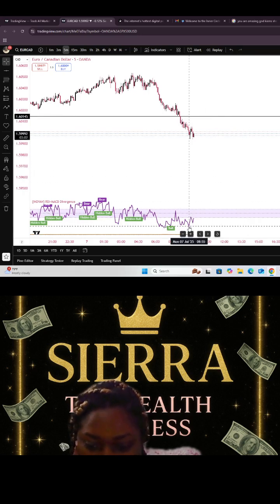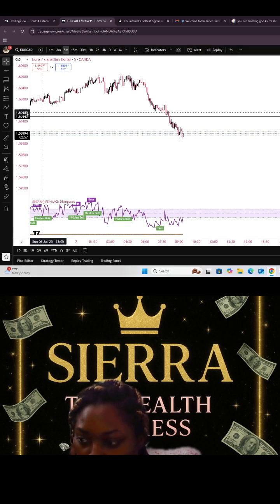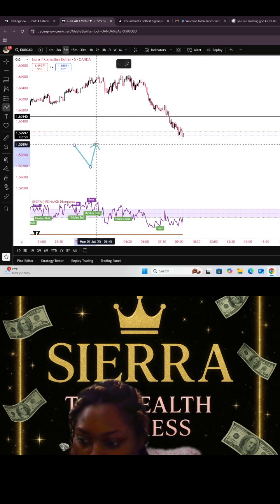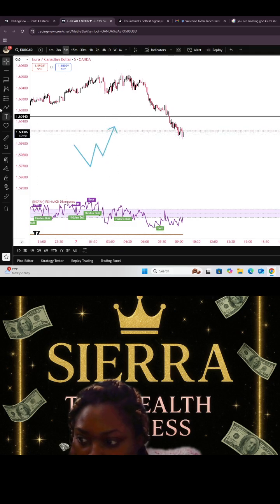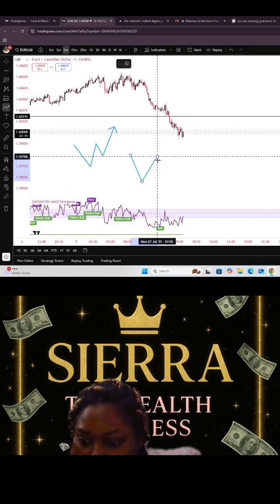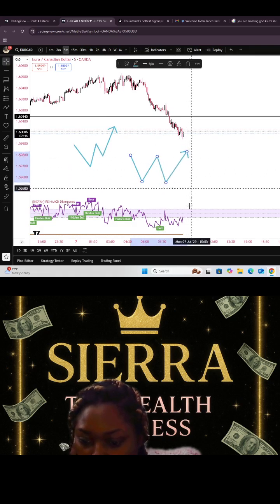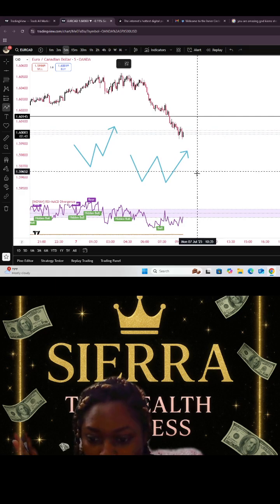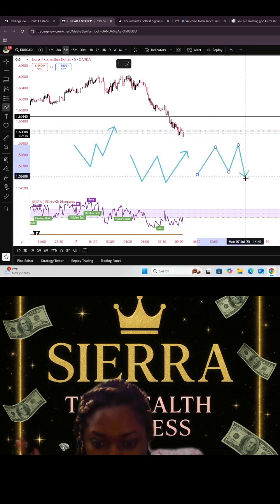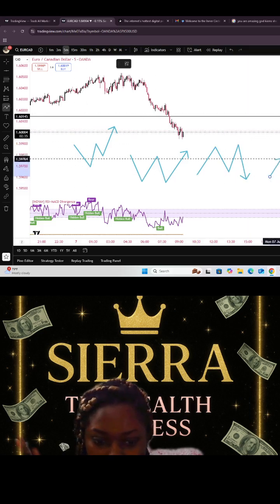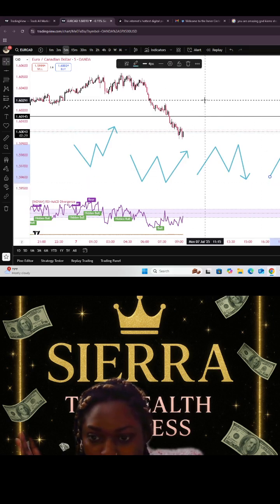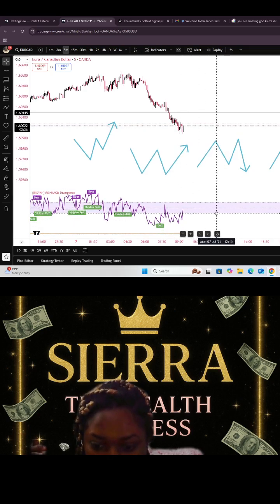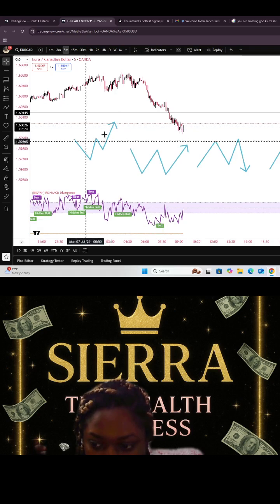I'm looking down here on my indicator and I see that I have like a Quasimodo, okay? A Quasimodo is like a weird W, okay? Instead of it being equal double bottoms on the indicator, I only look for double bottoms, double tops, Quasimodos on the indicator, okay? This is a double top. And then this is a Quasimodo.